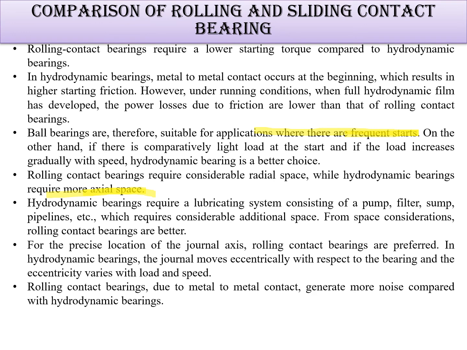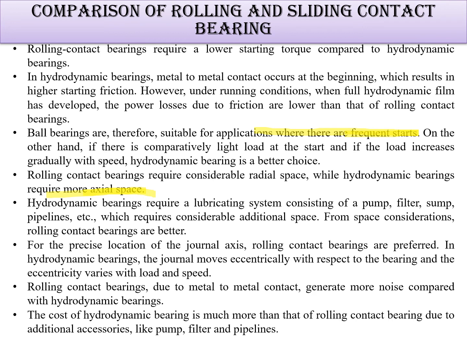Roller contact bearing, due to metal to metal contact, generates more noise compared with hydrodynamic bearing. The cost of hydrodynamic bearing is much more because so many things are needed, that is pump, filter, sump, etc. In roller contact bearing these things are not needed. So this is the main difference between these two. The maintenance cost of hydrodynamic bearing is also more as compared to rolling. So these are some small differences. If you get a question in the exam, you can write it down in this way. Okay, thank you.